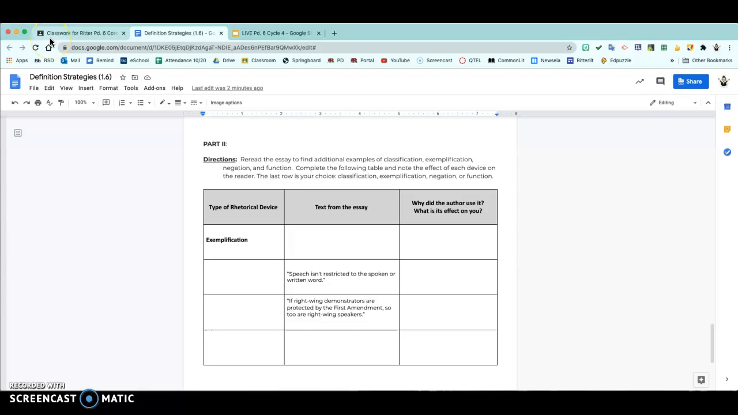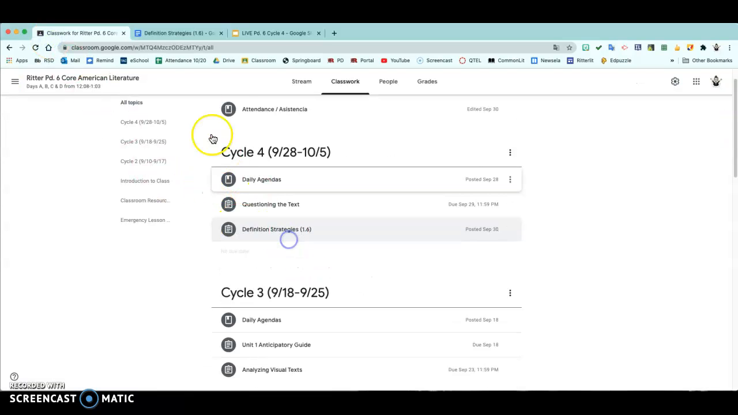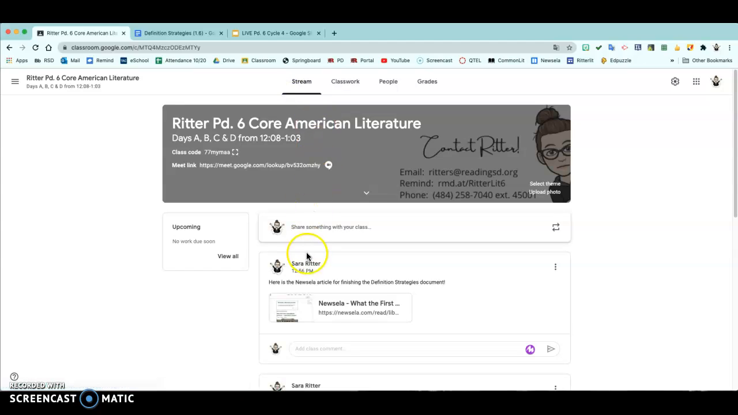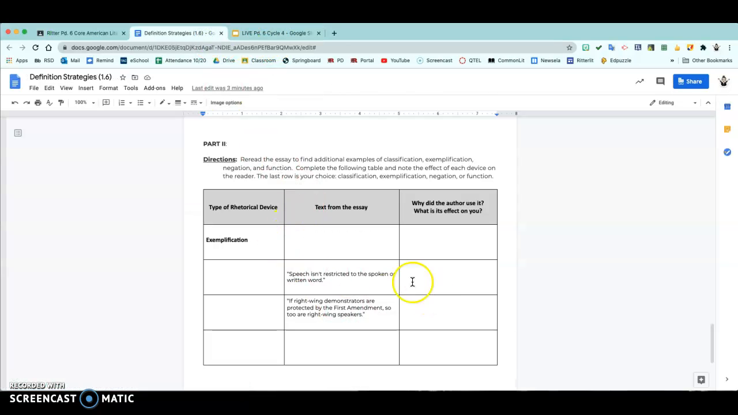So when you need to look back at that article, I have posted it here in the stream. It is not a separate assignment. It's just for you to be able to look at the text. So you don't have to do anything with this other than look for the information you need to fill out this chart.